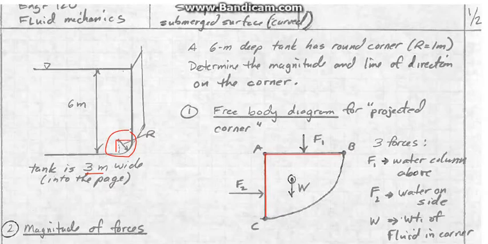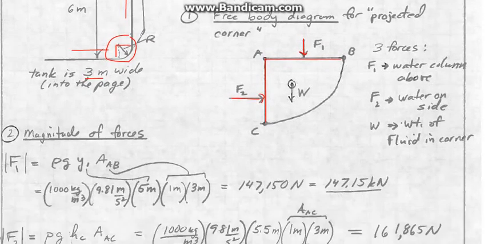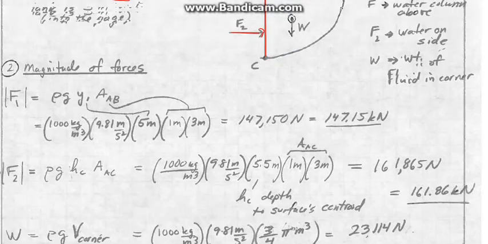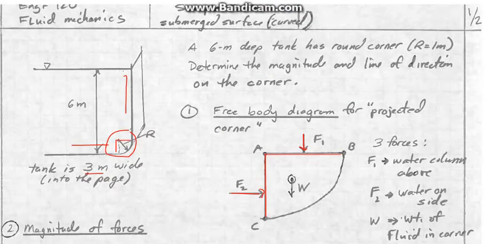So once we've drawn that, we can just do the free body diagram on that chunk of fluid in the corner. And so we have a force on top. That's really the force that has to do with the column of water above it. And then we have the force on the side we'll call F2. And that's the force of the water coming in from the side. And then we have the weight of the water itself in that quarter cylinder. We want to know the magnitude and the direction of the forces on that corner.